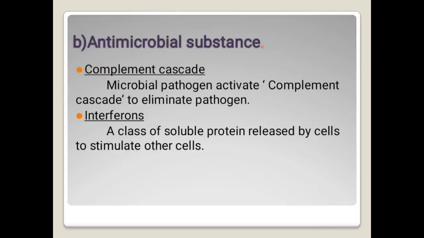Second, interferons. Interferons are also a type of protein. They are termed soluble proteins. These soluble proteins are released by the cell. Mainly during viral infection, these cytokines or interferons are released by cells infected with viruses, and certain WBCs are also stimulated by the secretion of that proteinaceous secretion, to provide protection against the viral infection. This is the second barrier, the antimicrobial substance. Now we will see the third barrier.